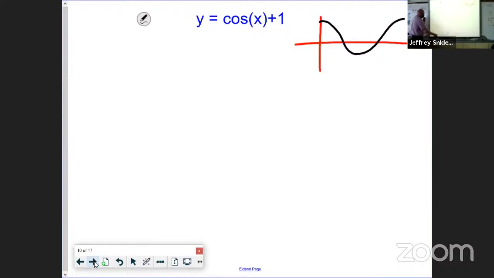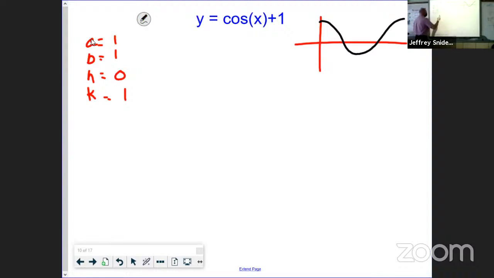Okay, so here we go. So we've got values of A, B, H, K. A is 1, that's nice. B is 1, that's nice. H is 0, that's nice. K is 1. All right, so this time the K value is the midline.